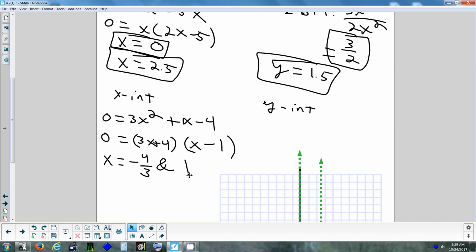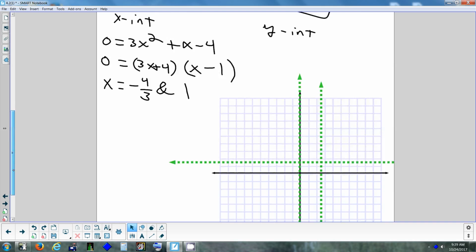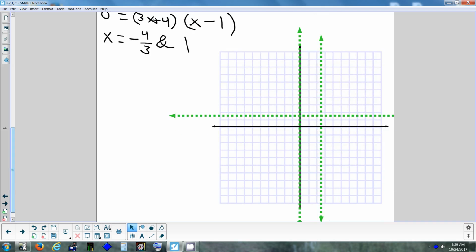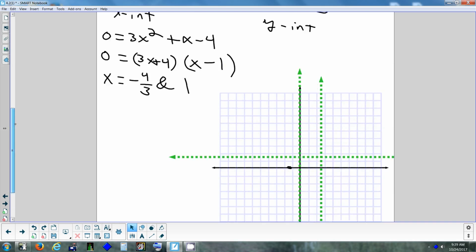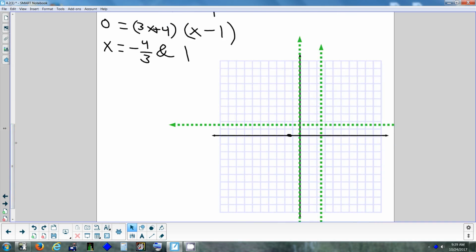Negative 1.3 and 1. So negative 1.3 is about there. So that makes sense because I'm thinking in this section it's going to look something kind of like that. We'll check that out. And then it's going to cross again at 1. Which is fine because that's in 2 separate sections.